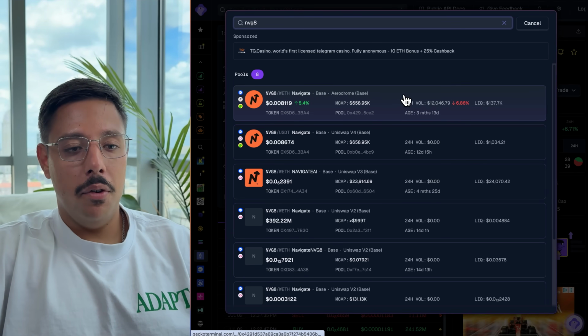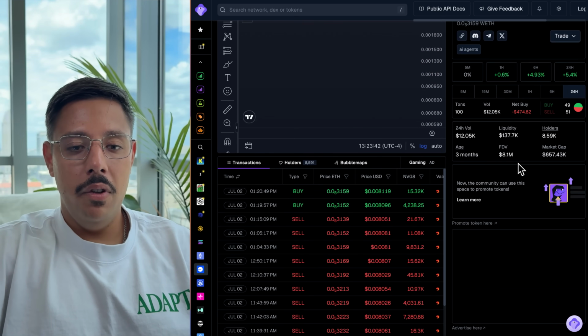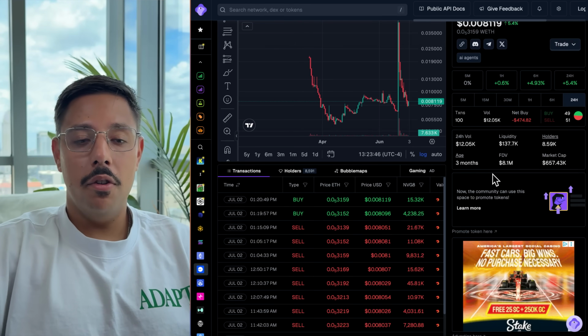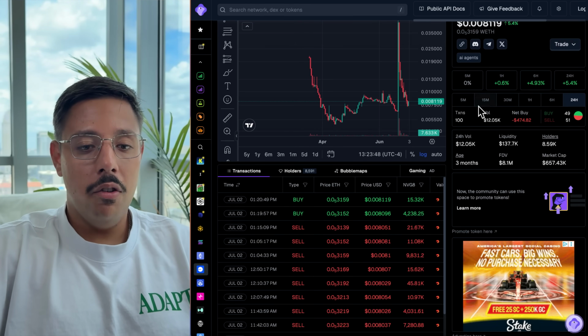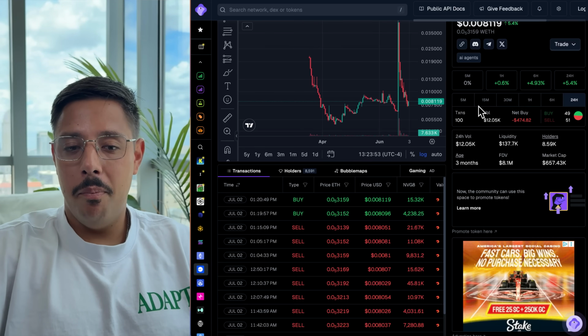So if we look at Navigate's liquidity pool, and we click it right here on Gecko Terminal, you can see the liquidity is only 137K. So literally, if somebody puts in 137K, they could displace this pool and double the price. You see the difference? It's a big difference.